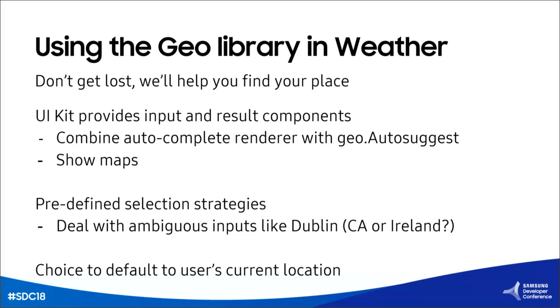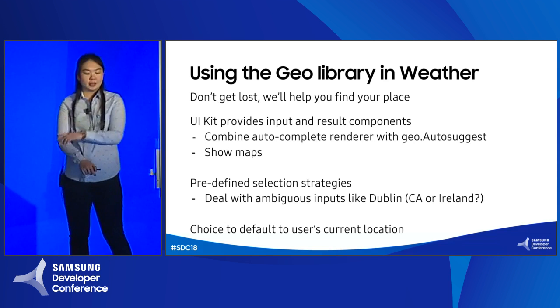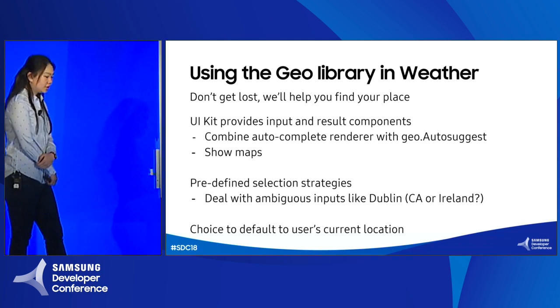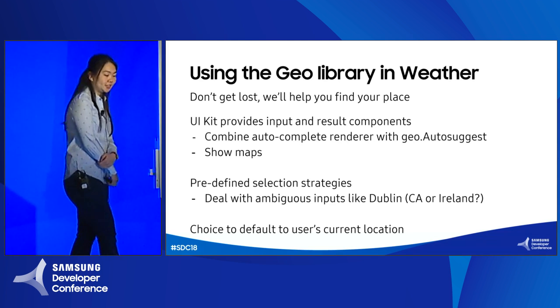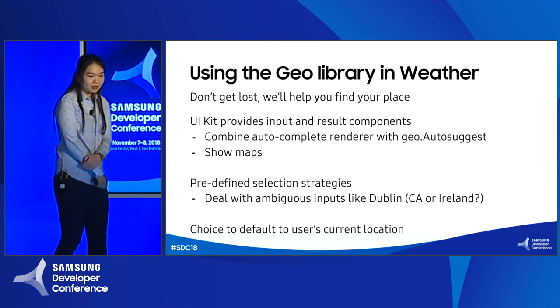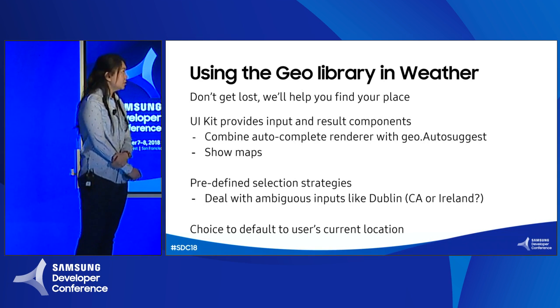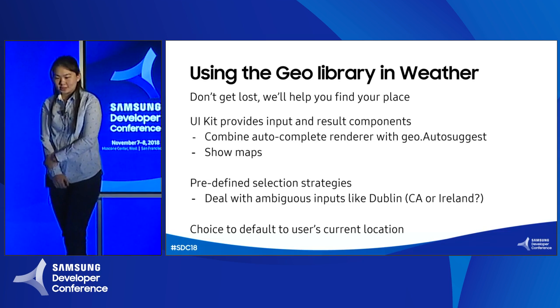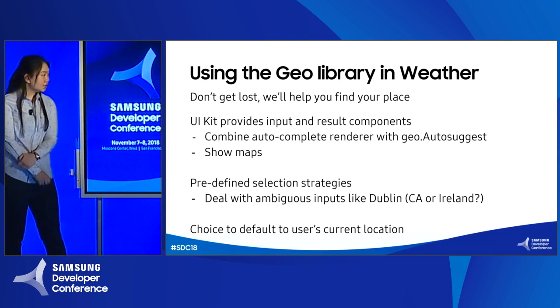And then we also have UI kit components available. If you're asking for an input and your user just wants to tap on your phone, you can use an autocomplete renderer in the input view and combine that with a geo autosuggest action. And this will help the user get to their address or whatever place they want to go to faster. You can show maps, pins.